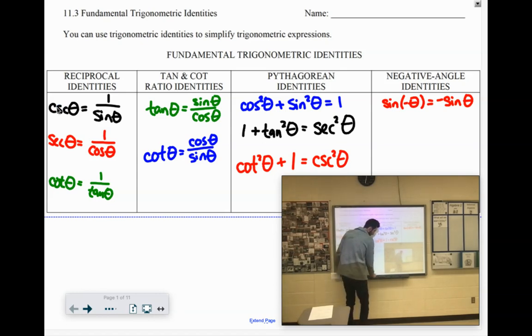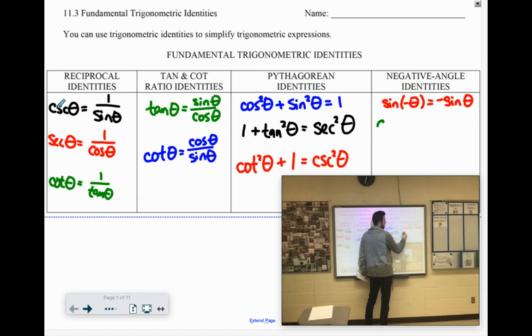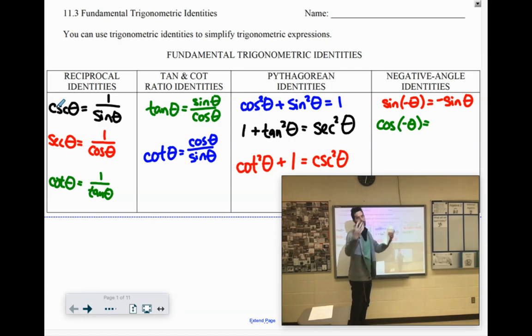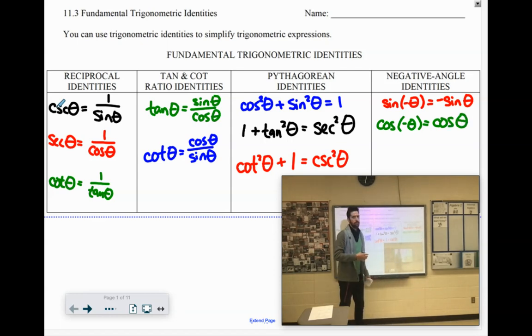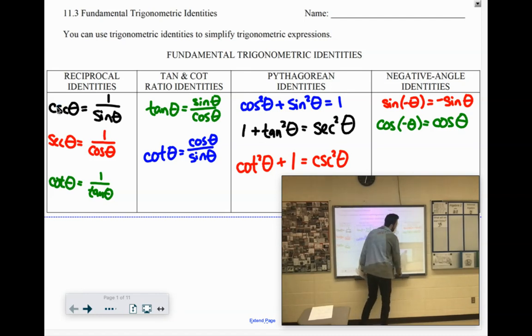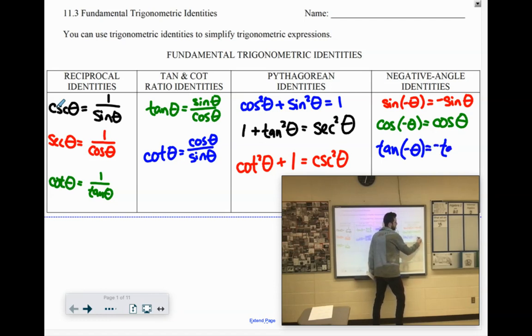Whereas cosine of negative theta, that's an even identity, so the negative actually cancels out. So cosine of negative theta is actually equal to just the cosine of theta. So think of if you had negative 5 squared, it would come out to positive 25. So that's an even identity. And then tangent is kind of similar to sine, it's an odd identity. So we'll say tangent of negative theta equals negative tangent theta.